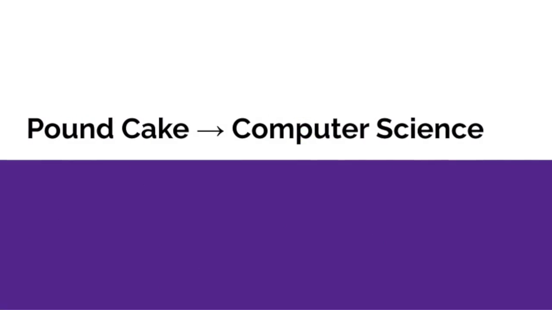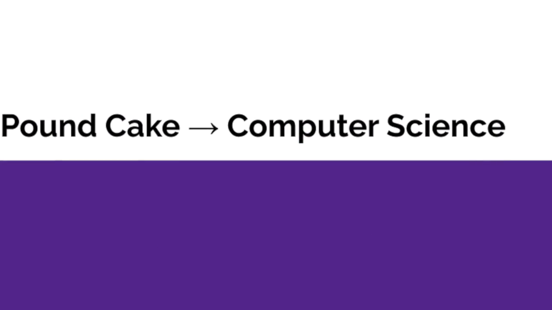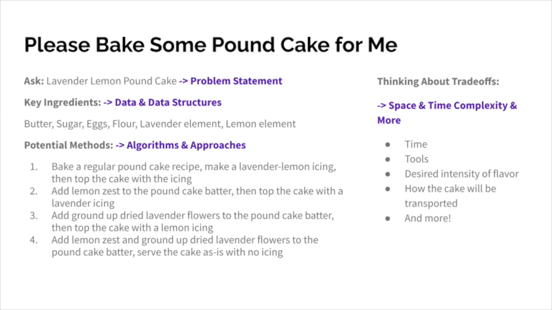Now, let's work on translating that into computer science concepts and really thinking about the fact that data structures and algorithms represent the tools and the frameworks and the approaches, the building blocks, the foundation of solving problems when you really get down to it. So looking back at this ask, you can say the ask for the lavender lemon pound cake is your problem statement. Your friend or family member brought this to you.